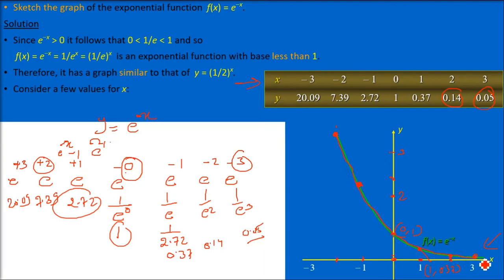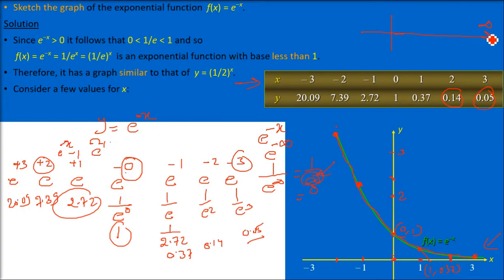Now the question comes: will you assume that it is going to intersect the x-axis? No, never. It's not going to intersect the x-axis, because when x goes to infinity, what will be the value of the function e to the power minus x? Let us put x as infinity. e to the power minus infinity is 1 by e to the power infinity. So 2.72 to the power infinity is infinity only. 1 by infinity, any number divided by infinity, is going to be 0. So it will be 0.